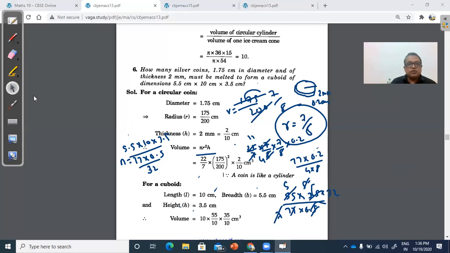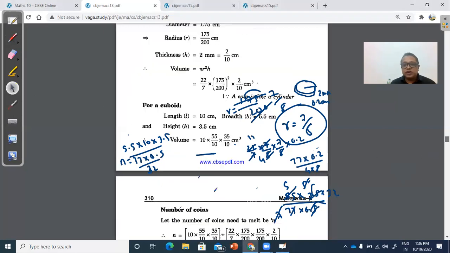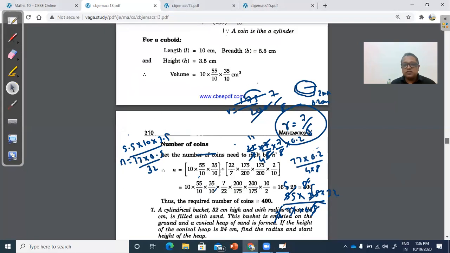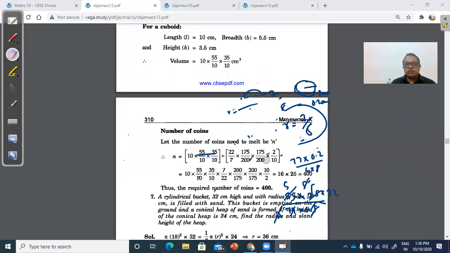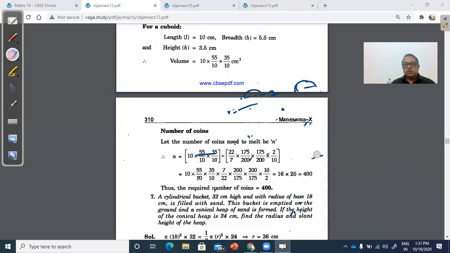So final answer, when you do the calculations here, you should get number of coins is equal to 400. Okay, you can do the calculations. You should get 400 coins. Okay, so you can work that volume of the cuboid LBH divided by volume of one coin. By the method I told you, that will be simpler instead of doing all this. So we can easily calculate the number of coins.